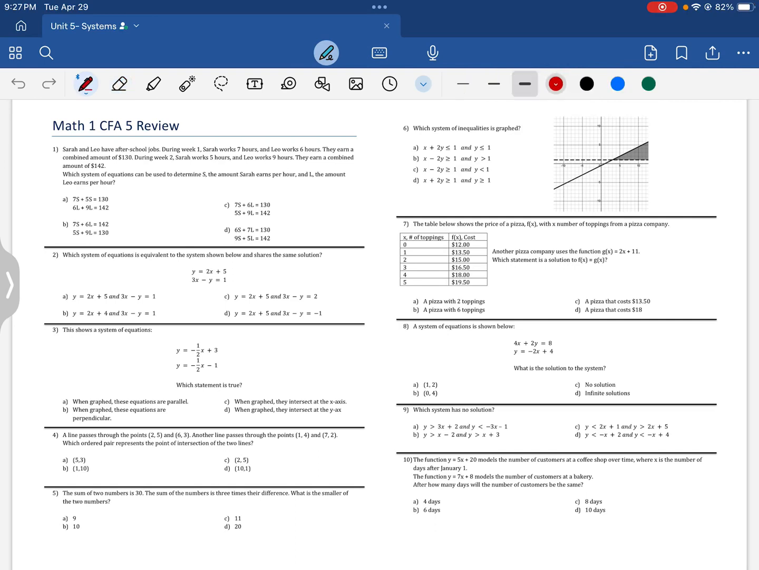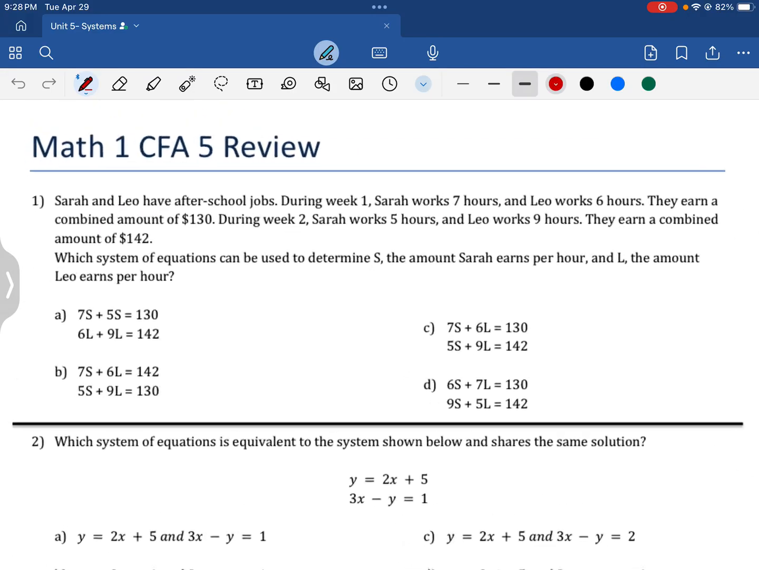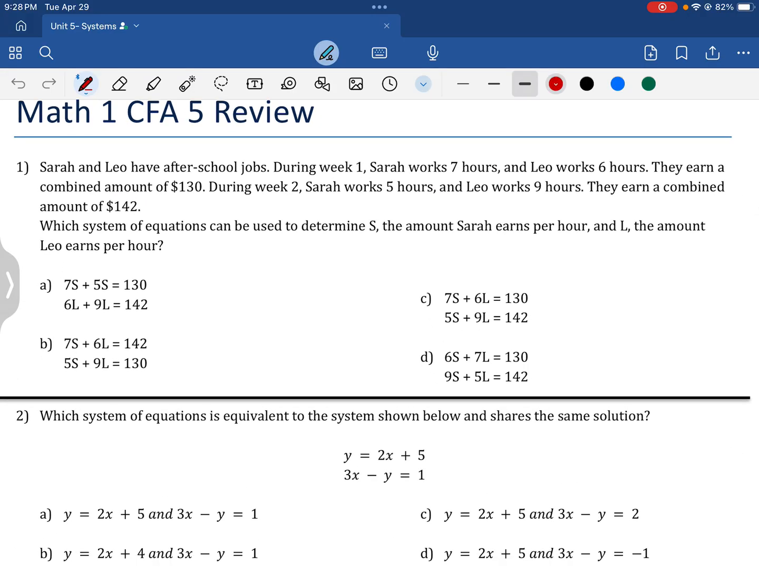Hi everybody, so today we are going to look at our Math 1 CFA review, and this is going to be the second to last one we have, and this is on systems of equations. So all these problems are going to have either two equations or two inequalities. So if we go ahead and start looking at number 1, we're going to go through the first 5 in this video and then the second 5 in the next video like we always do.